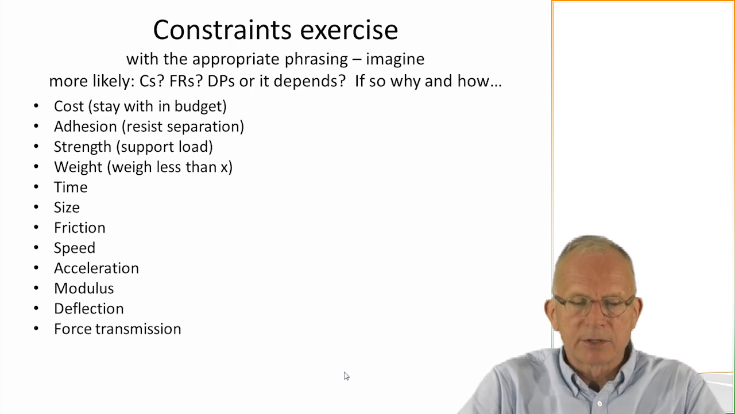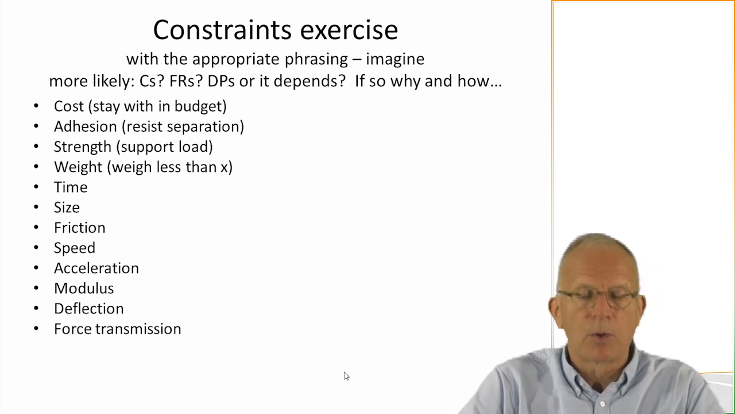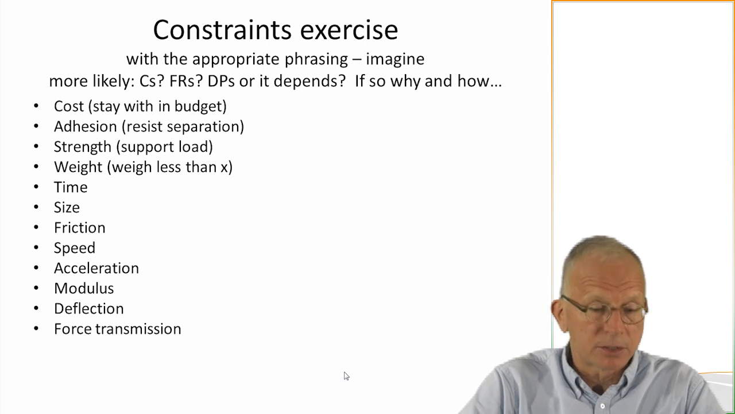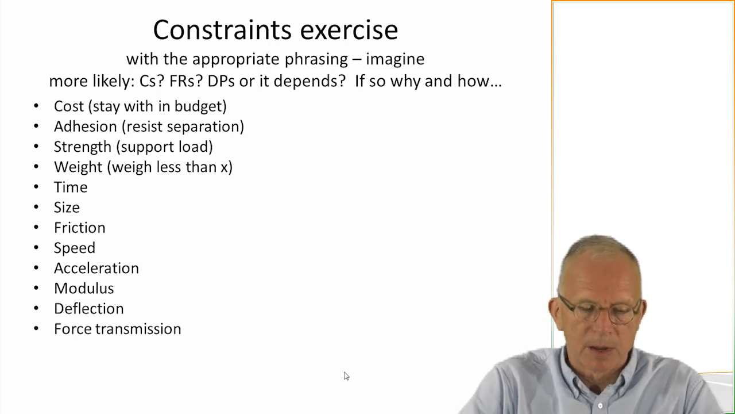So here's a little constraint exercise. With the appropriate phrasing, which we need to imagine, are these more likely to be constraints, FRs, DPs, or it depends? And if it depends, why and how? Take a look through these and see under what situations they might be constraints, possibly FRs or DPs, and define the conditions under which they might be those. So this ends the module on constraints.